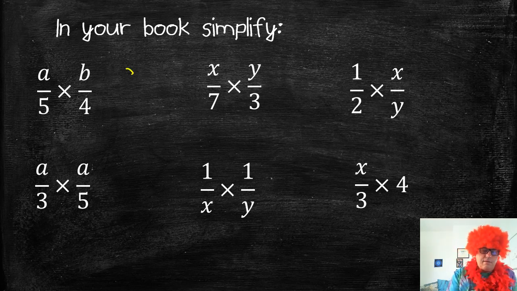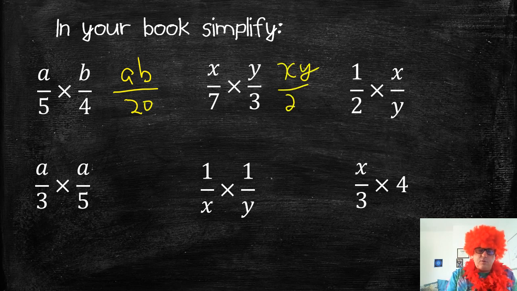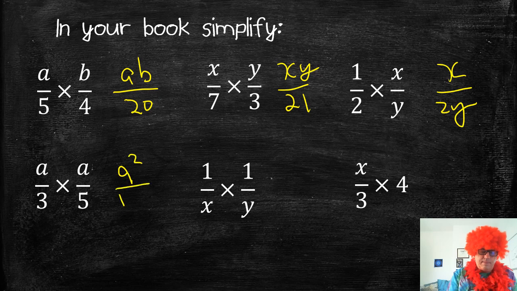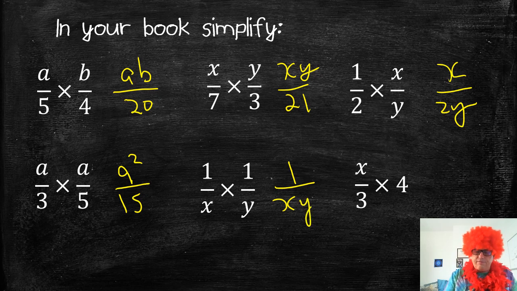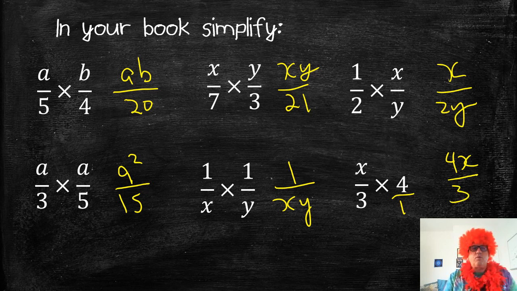Okay, a times b is ab over 20. X times y is xy over 21. 1 times x is x over 2y. A squared over 15. 1 over xy, and 4 is 4 over 1, gives me 4x over 3. Really straightforward to multiply fractions.